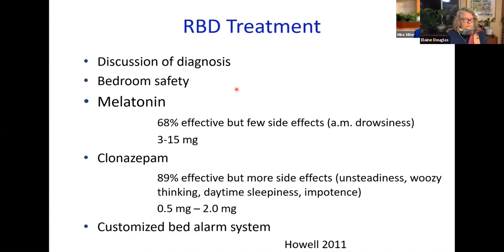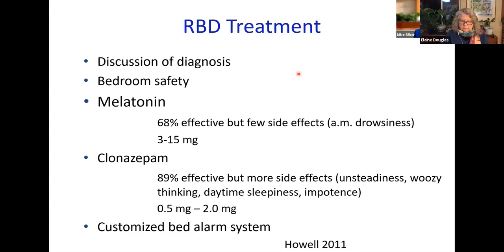If melatonin is not working and the movements are really violent and disturbing, we may move on to the prescription sedative medication Clonazepam. This is a long-acting sleeping tablet. It's potentially dependence producing, but it's rare that that's a problem. It's very effective, 90%, but there are more side effects.